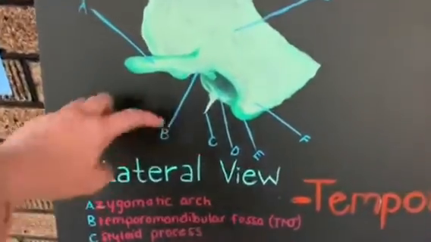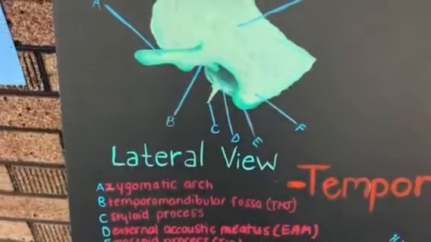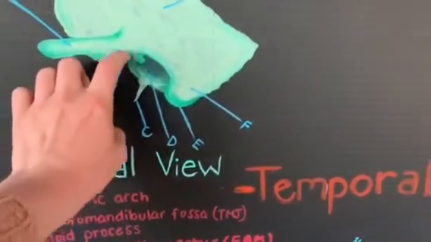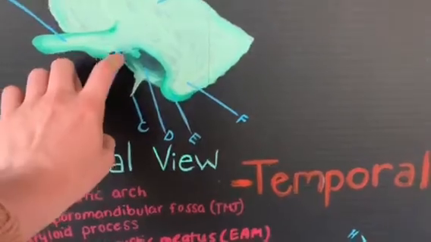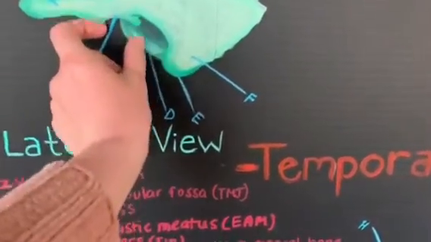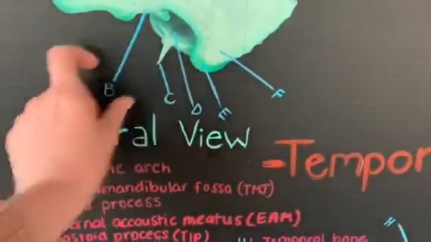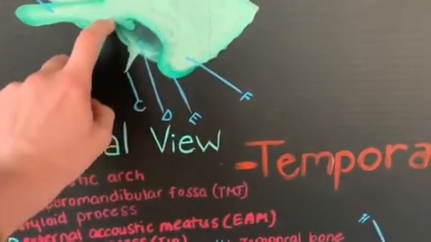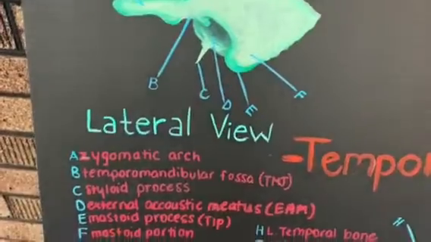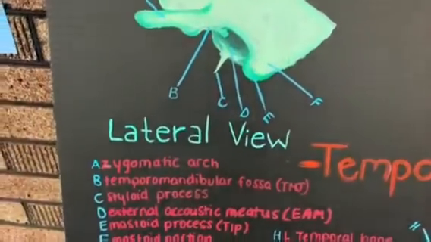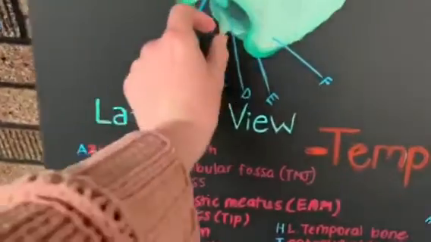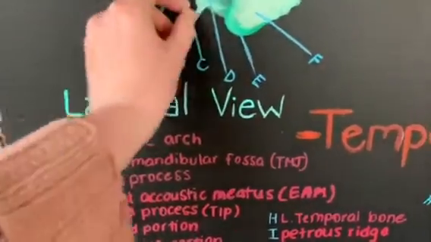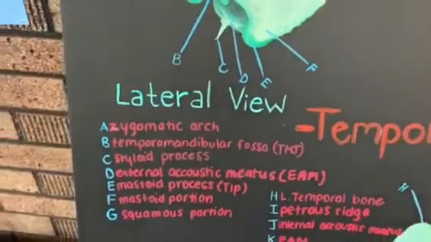The next part, B, is the temporomandibular fossa, which is where your TMJ, which is your temporomandibular joint, would be with the mandible. So your mandible would be here, and that's where the fossa is, where the point would be to make the TMJ. Part C is your styloid process. This is just that point right there. I think of it as a little stylus pen, styloid. That helps me remember that.